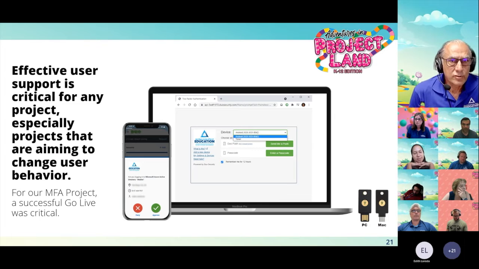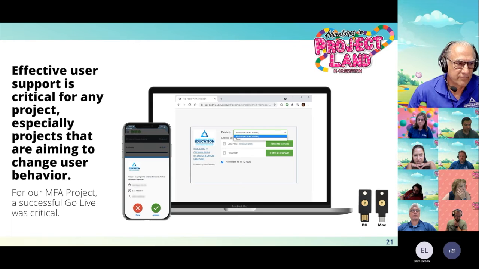Effective user support is critical for any project, especially projects that are aiming to change user behavior. For our multi-factor authentication project, we asked about 1,600 employees to insert a YubiKey, a security key, in their computer or use a push notification on their phone to authenticate. A huge change in behavior, and a successful go live was critical for us.